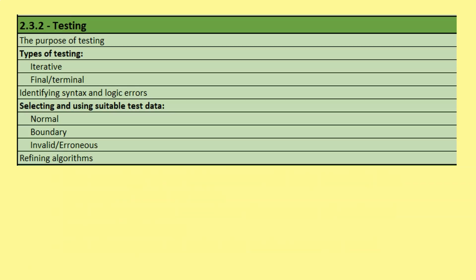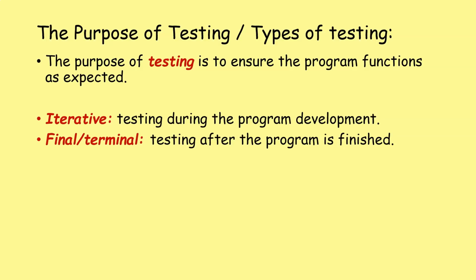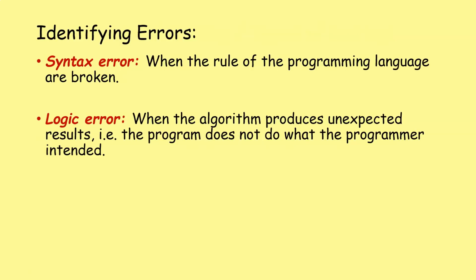2.3.2 Testing. The purpose of testing is to ensure the program functions as expected. There's two types. There's iterative, testing during the program development. Each module, each section of code is programmed, tested. You write the next module, you test it, so on and so forth. And you have final or terminal testing. This is testing after the program is finished to make sure all the assembled parts of the program work together in a satisfactory manner.